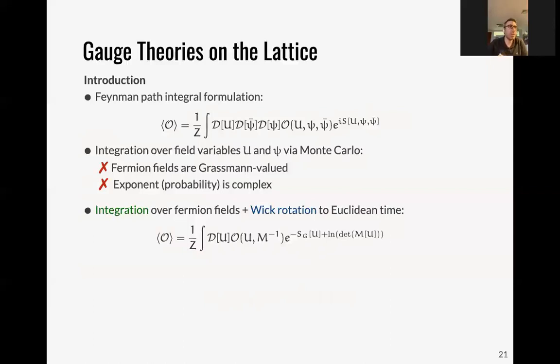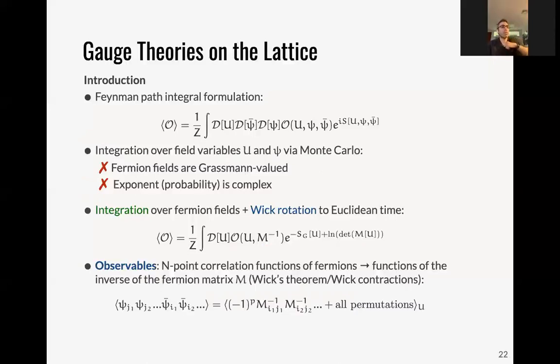So doing the integration over the fermion fields will give you a term where now you need to compute the logarithm of the determinant of the fermion matrix M. And the observable, which used to be a function of the Grassmann valued psi and psi bar, becomes a function of the inverse of the matrix. That's just Wick's theorem, which you can work out with Wick contractions. Because the observable is some n-point function of fermion fields, integrating over the fermion fields psi and psi bar, what you obtain is combinations of the inverse of the fermion matrix.